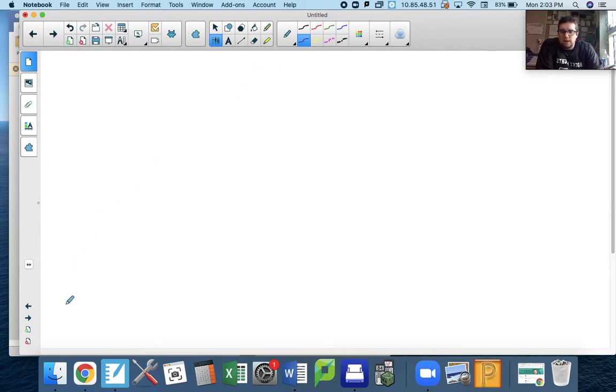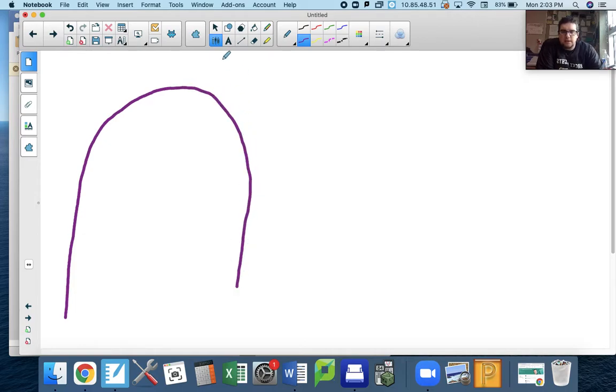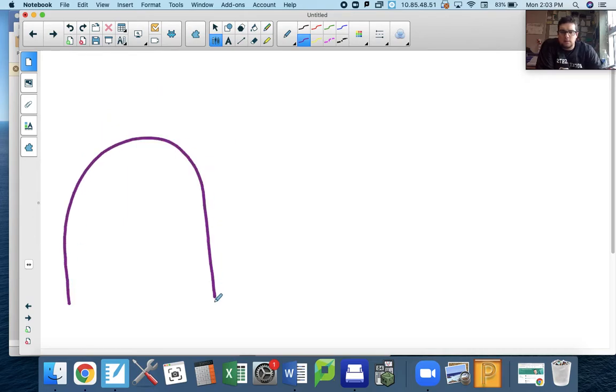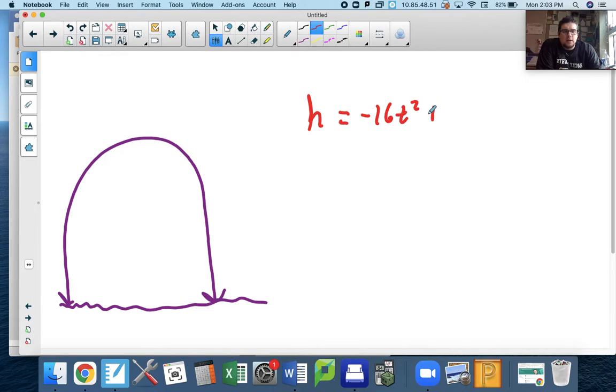I have a toy rocket. It launches upward, reaches its maximum height, and then comes crashing back down to the ground. I'm going to draw this in one fluid motion like this. So there's our parabola. Here's the ground, and our equation h gives us negative 16t squared plus 128t.